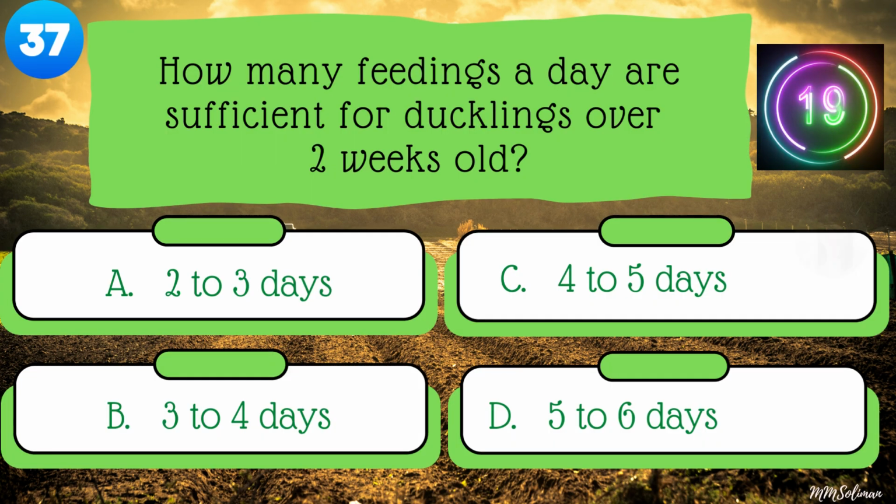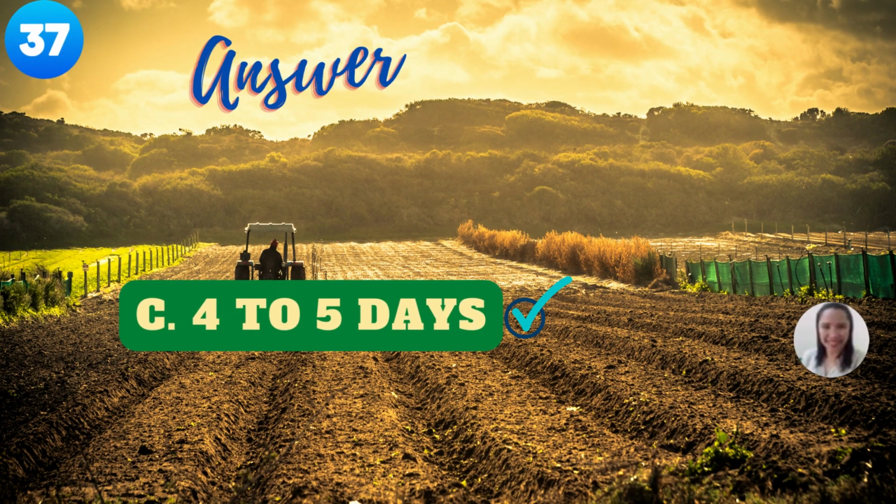How many feedings a day are sufficient for ducklings over 2 weeks old? A. 2 to 3 days. B. 3 to 4 days. C. 4 to 5 days. D. 5 to 6 days. The answer is 4 to 5 days. If feed is given in intervals, ducklings learn to eat more readily and their appetites are developed to stop themselves in between drinks, digest food quickly, and be ready to eat their fill for the next feeding time. 4 to 5 feedings a day are sufficient for ducklings over 2 weeks old.